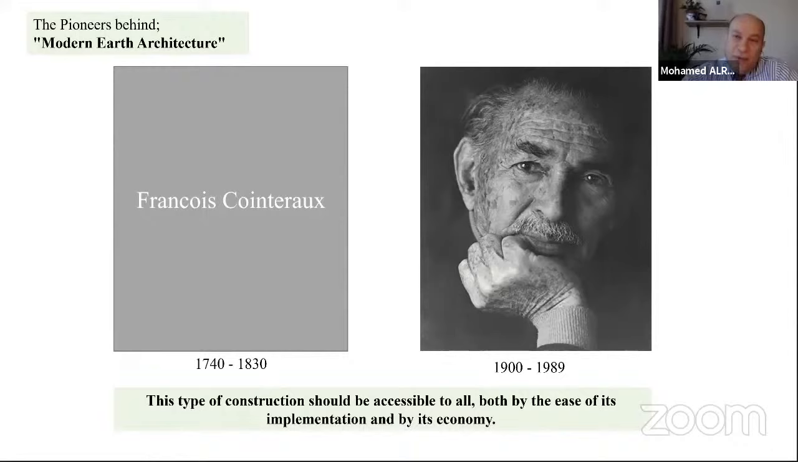Then about 100 years later, there was another legend, the Egyptian architect Hassan Fathi, who also dedicated all his life to the same goal. Fathi revealed to the whole world that earth material could play a crucial role in providing healthy and affordable houses all over the world. He fought a longer battle to restore confidence in this material's viability for construction once again. Both of them believed that this type of construction should be accessible to all, both by the ease of its implementation and by its economy.